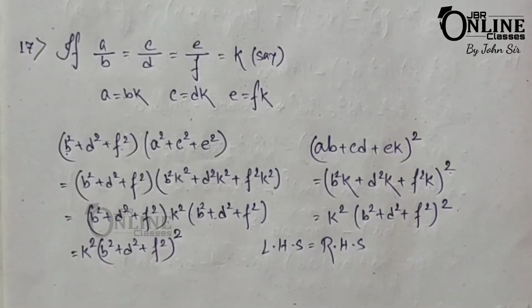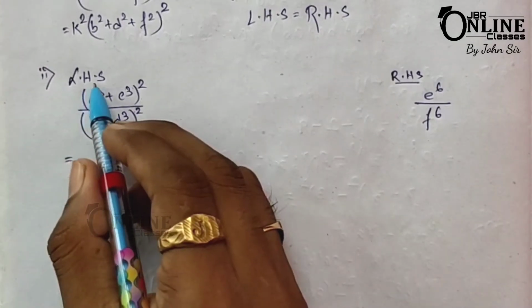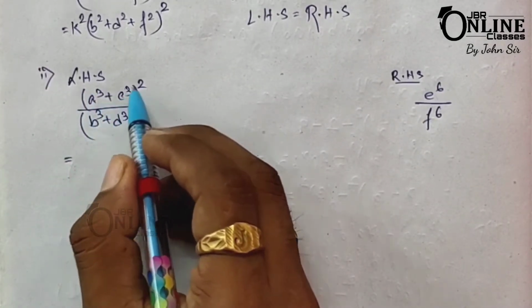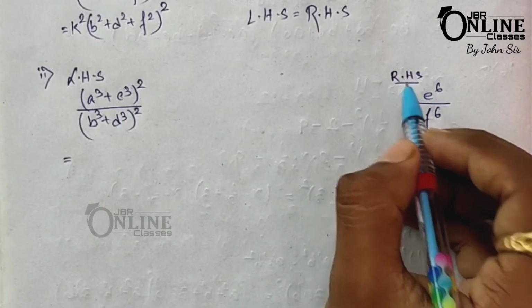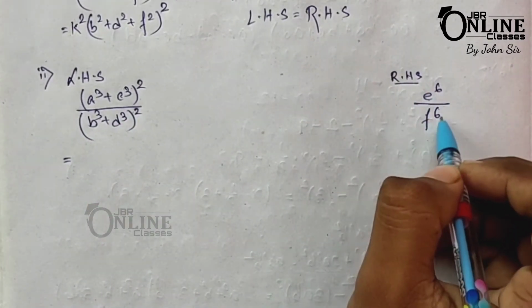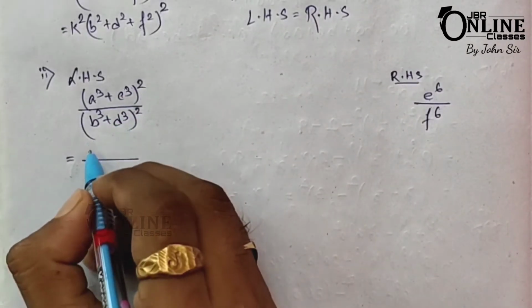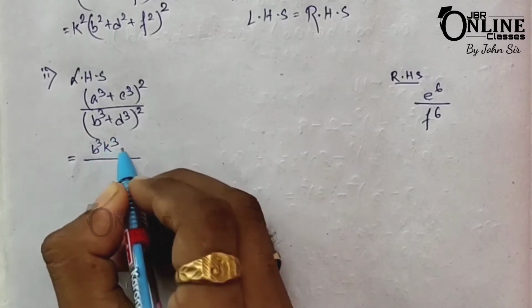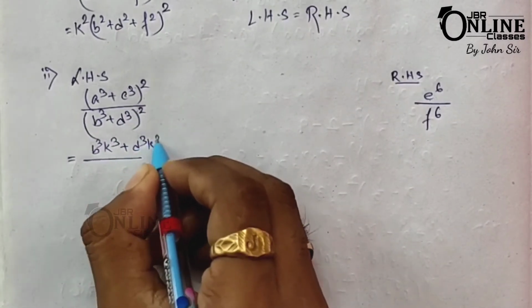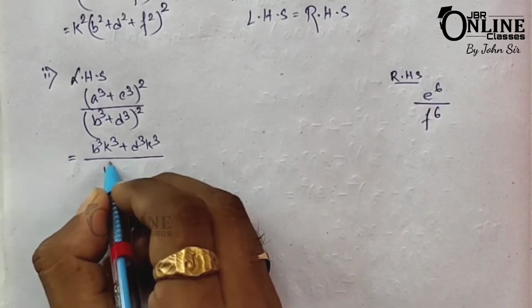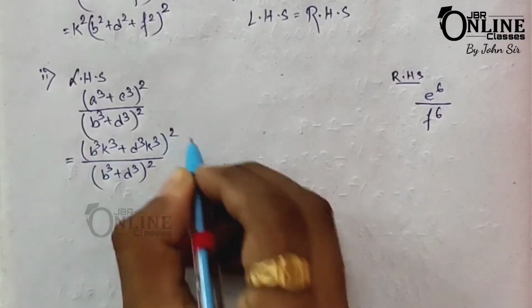Now the next part. Now here the second part. Here the left hand side equals (a³ + c³)² by (b³ + d³)², and the right hand side equals e⁶ by f⁶. So first, as a means bk, so a³ means b³k³, then c³ means d³k³. Now divided by (b³ + d³) whole square, and it's also whole square.